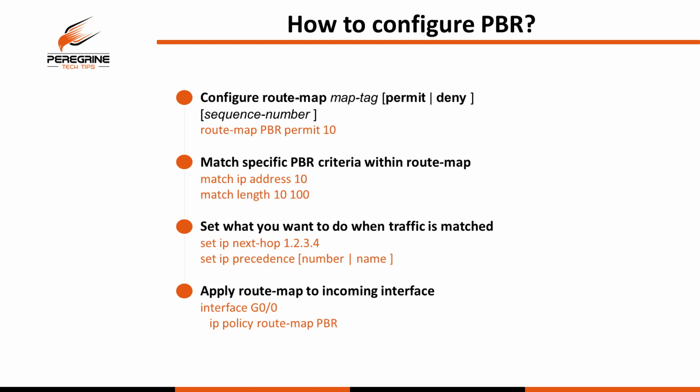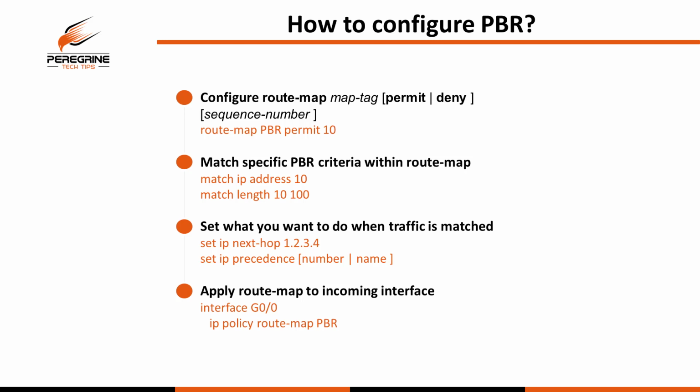So we now need to specify the match criteria. In these examples we are matching on standard access list 10, but you can also use extended access lists, allowing you to match on both source and destination. You can also match on the length of the IP packet, and here we are matching packets between 10 and 100 bytes. It's also worth noting that if you don't specify a match command, the route map will apply to all traffic, which I do not recommend.